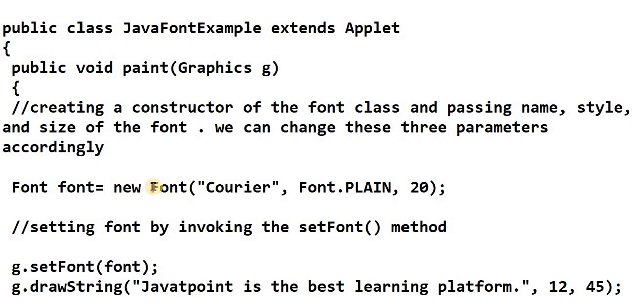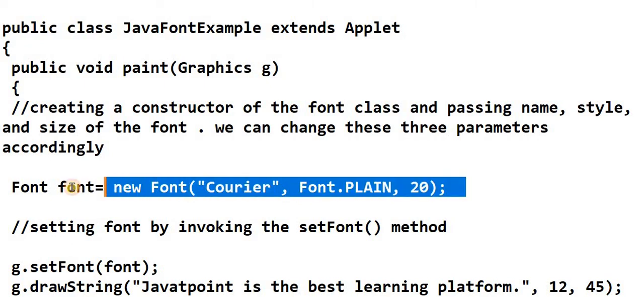Graphics g in paint. In that, what is required? Font f = new Font. Font is a keyword, and f is a variable, or you can call it an object. Font f = new Font. Which font? Courier font. What kind of font is it? It is Font.PLAIN. What should be the size? 20. So everything is mentioned here for a specific particular font.